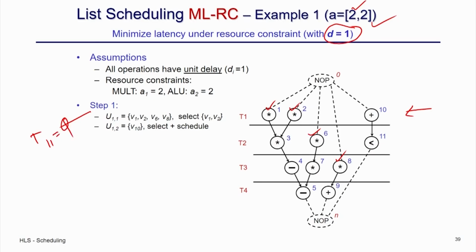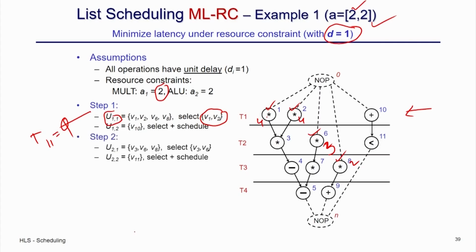So, I am going to select the operations by priority, because the distance of this node is 4, this node is 4, this is 3, and this is 2. Since I have 2 multipliers, I am going to select V1 and V2. There is no running operation, so I select from the ready operations the 2 with the highest priority. In the next step, because this is single cycle, everything will be 0 for Tij, because there is no running operation; all will be finished in a single clock.